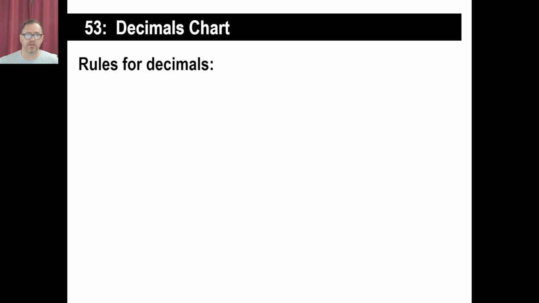Go ahead and open up your book to page 283. That's the little chart we have on the bottom, and it just goes over the rules for decimals. You just want to make sure you know these, and it's a pretty short lesson today. Adding and subtracting decimals, as you see on the chart, you just line them up if you're adding or subtracting. That's all, line the decimals up.